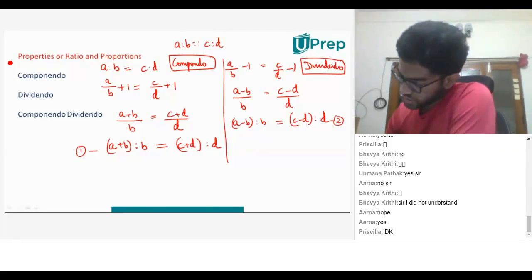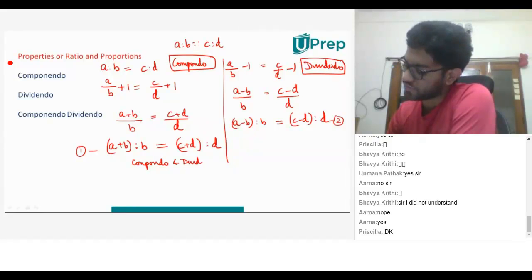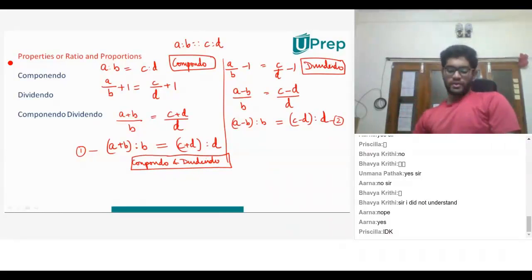Now let's look at what componendo and dividendo look like. What am I going to get when I'm going to componendo?